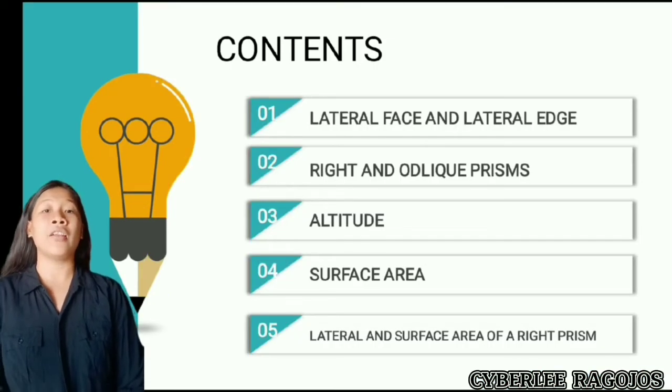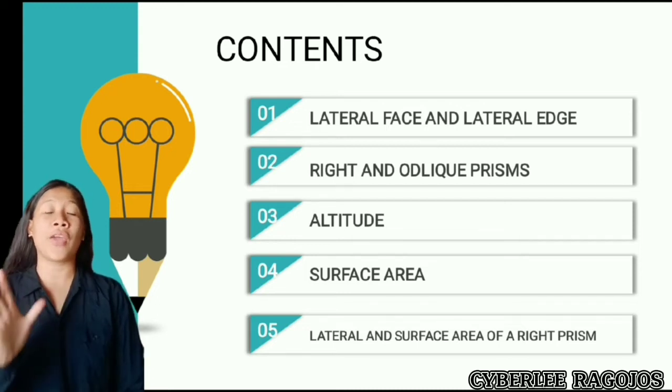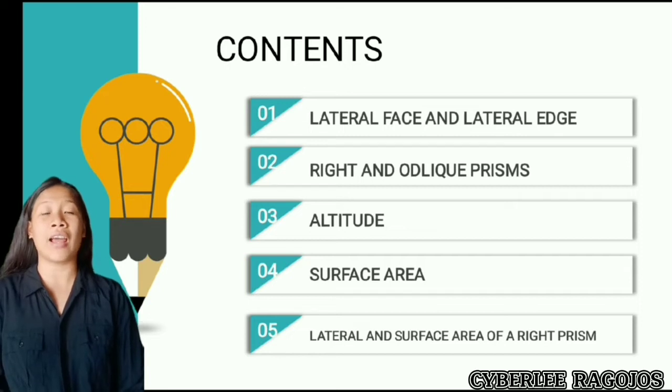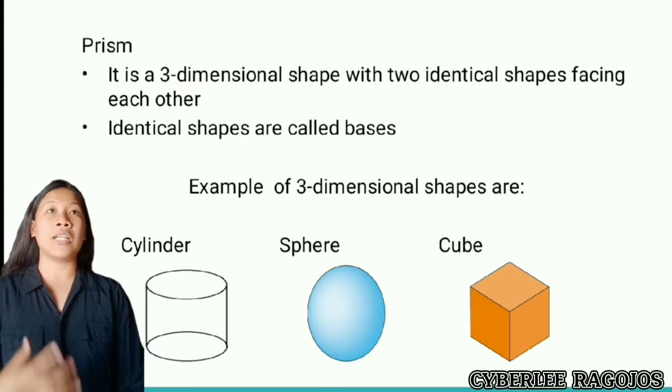The lateral face, lateral edge, right and oblique prisms, altitude, surface area, and the lateral and surface area of a right prism will be all the contents of our topic for today that we will be tackling. Before we begin our discussion, let us first know what surface area and prism are.